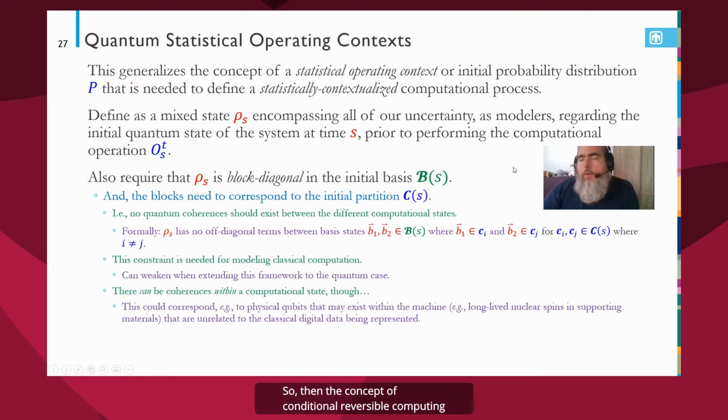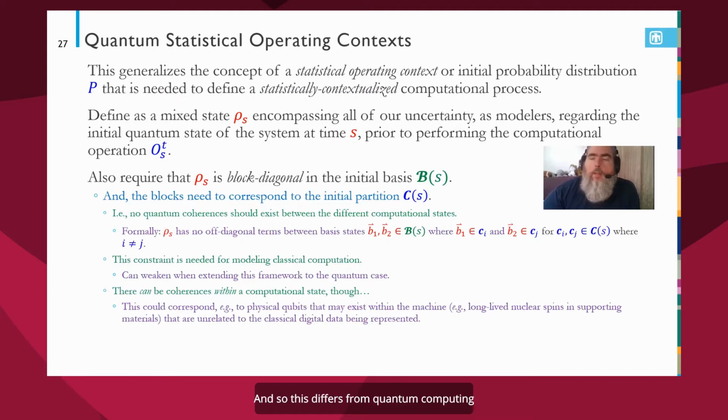So then the concept of conditional reversible computing, that you have an operating context, a statistical operating context, has to be generalized in the quantum domain to where you have a mixed state, which will be a probability distribution over the computational basis states of the system. And to represent the fact that we are not doing quantum computing, we have this be a block diagonal density matrix where the blocks correspond to the partition of microstates that corresponds to the definition of the computational states of the system. So this is just another way of saying that we're assuming that no coherences exist between our computational states. And so this differs from quantum computing in that we want the system to decohere to this decoherence-free subspace represented by this block diagonal structure of the matrix.